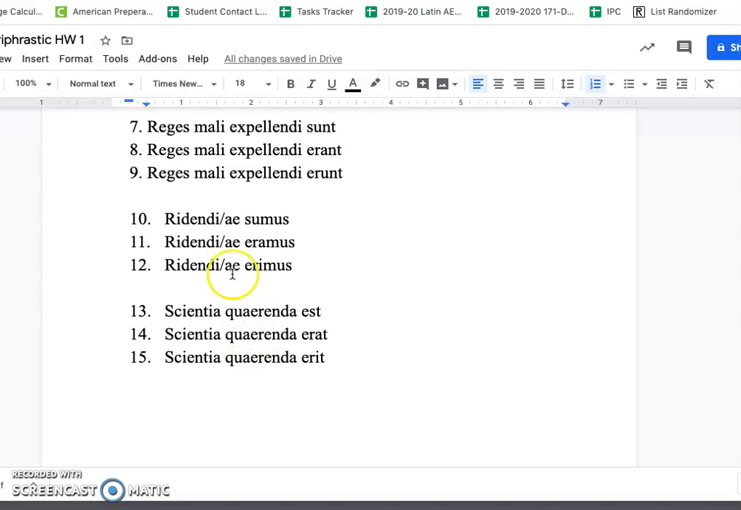Yes, one more thing. If you look here at numbers 10, 11, and 12, ridendi sumus, sometimes the subject is third person, in which case it would be typed out as a noun, or sometimes not. But if the subject is not third person, you'll need to find your subject from your verb. So here, sumus, our subject, is going to be we there.